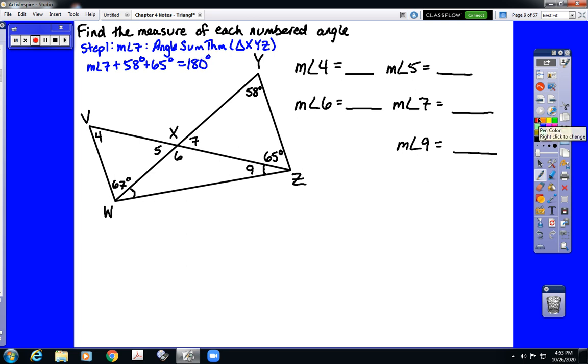Now we've done a couple problems like this, so again we should know the basic steps by now. We add 58 and 65 together to give us 123 degrees. Then we subtract 123 degrees from each side to get that angle 7 is 57 degrees.